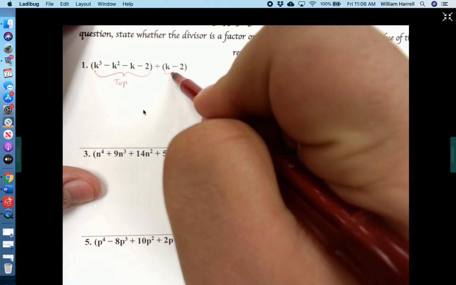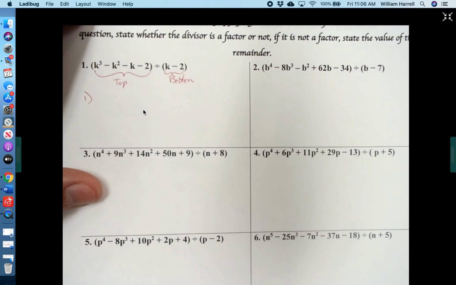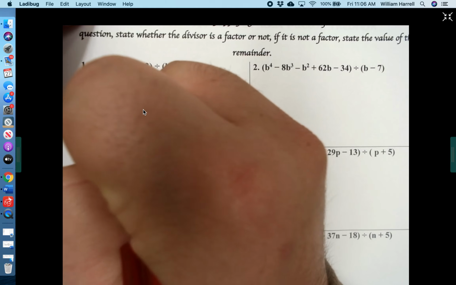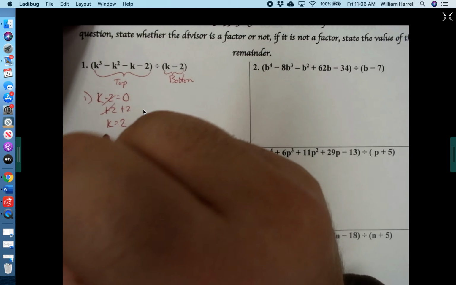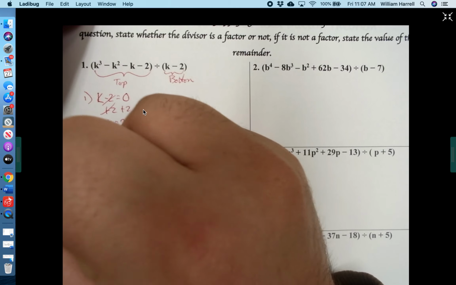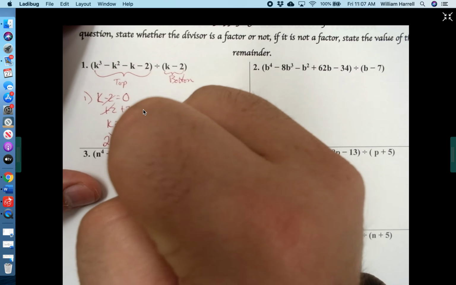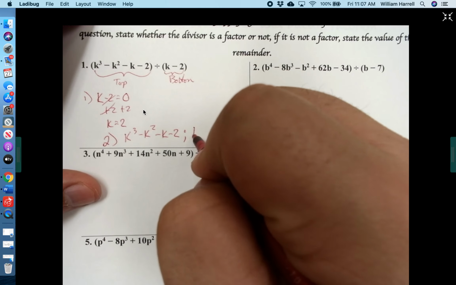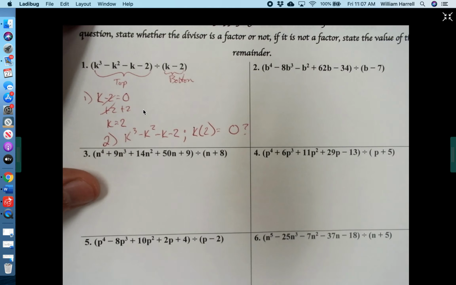So this is the top. This is the bottom. Again, step 1, set bottom equal to 0. k minus 2 equals 0. Add 2 to both sides. k equals 2. Okay. Second thing I'm going to do is say k cubed minus k squared minus k minus 2. All right. Does f of 2 equal 0? Yes or no?